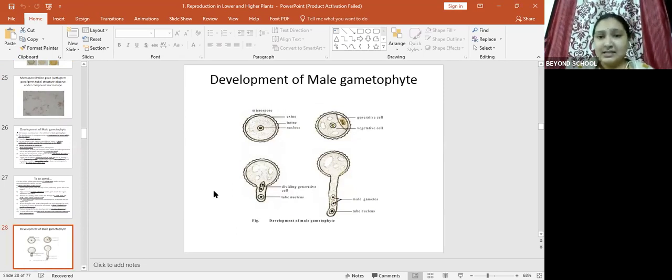Now you can see this diagram, that is the development of the male gametophyte. This is a single microspore, and the single microspore consists of exine, it consists of intine, and it consists of the normal nucleus, as all cells do. Now in the second stage, what we saw is that the pollen grain has been deposited on the stigma. It has absorbed all the nourishment, right?